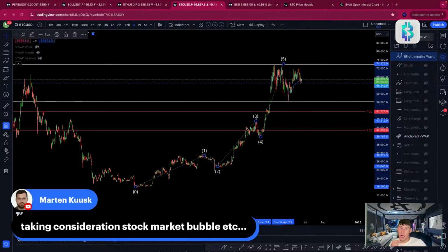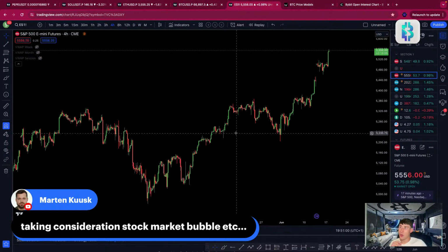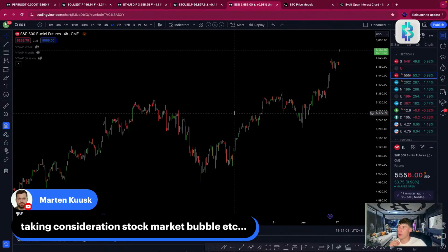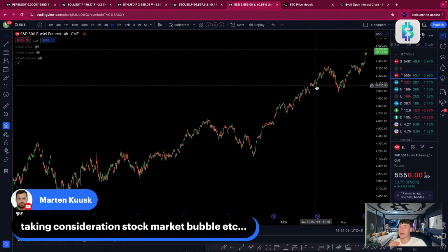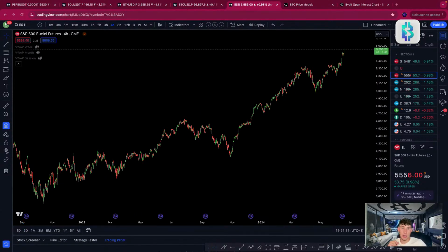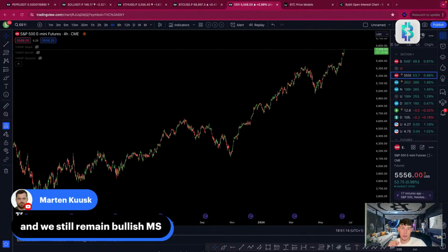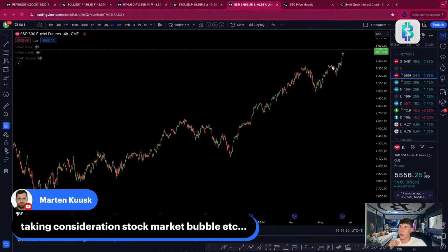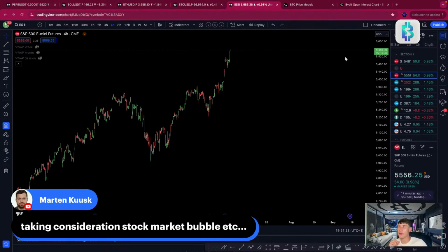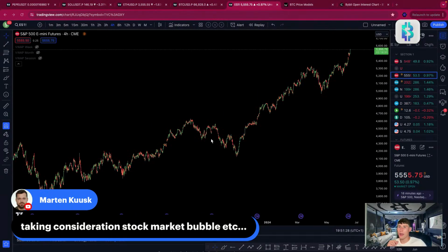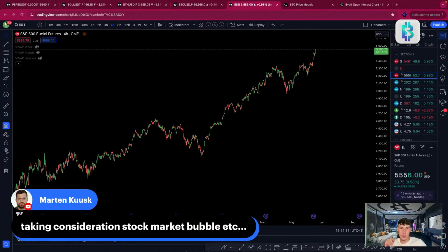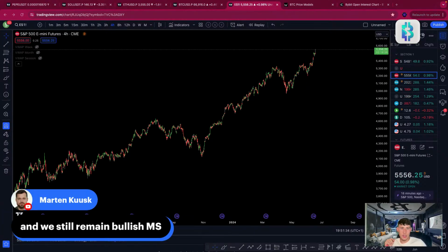Stock market bubble. Yeah, the stock market is going up and up and up. The ES is just going up and up. I understand at some point there is probably going to be a pretty hefty correction on it, but at this moment in time there's no sign of it stopping whatsoever, and we still remain in a bullish market structure.